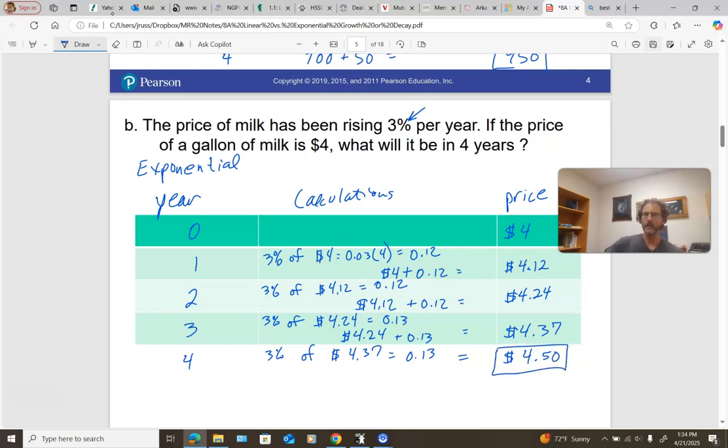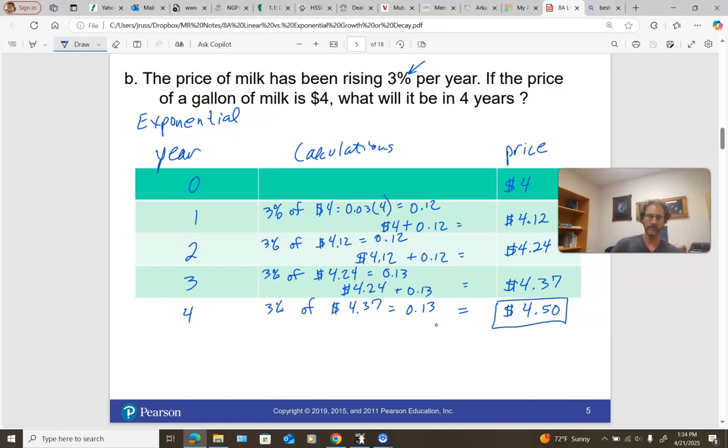Okay? But again, like I said previously, what if it said, what's the price going to be in 20 years? You don't want to have to keep taking 3% of the new price and adding that to the old price 20 times. So we can derive a formula, okay, and I'll do it below. Similar to the other one, so the final amount will be equal to the initial amount plus or minus, depending on whether it's growth or decay, I'll just put growth.